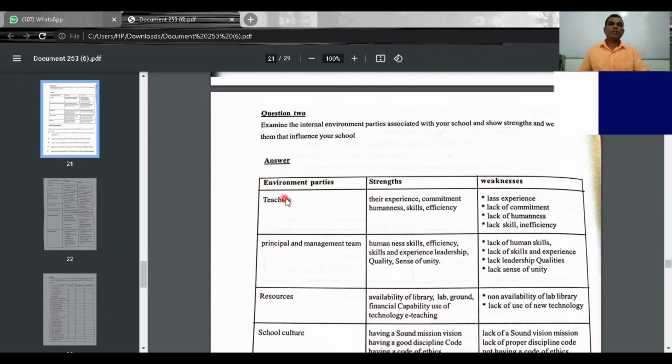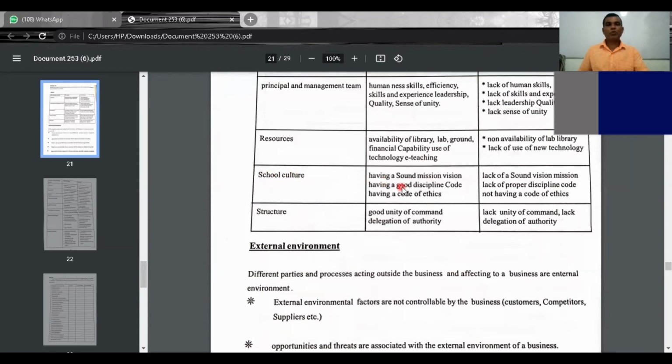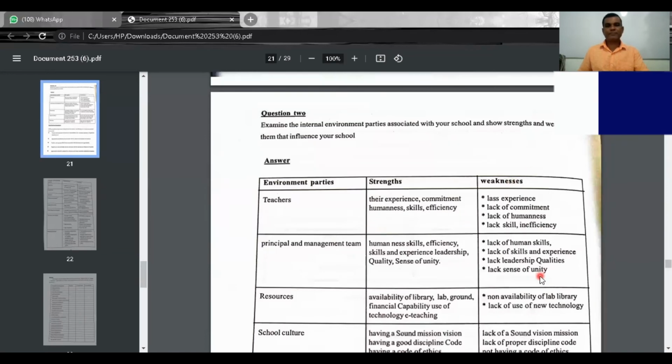Now you see these internal environmental parties. All these are internal environmental parties of a school. There are strengths and weaknesses. Now look at the strengths. All these are strength related to teachers, strength related to principal and management team, strength related to resources, strength related to school culture, strength related to structure, and then weaknesses.